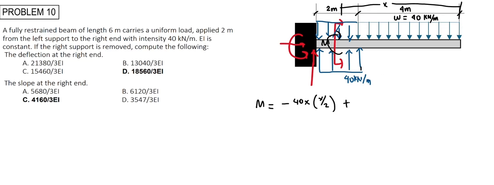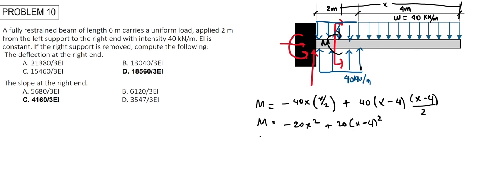And then plus the moment induced by the bottom uniform load that is equal to 40 times (x minus 4) times the moment arm distance of (x minus 4) over 2. Simplifying, we get our moment equation that is just equal to negative 20x squared plus 20(x minus 4) squared.